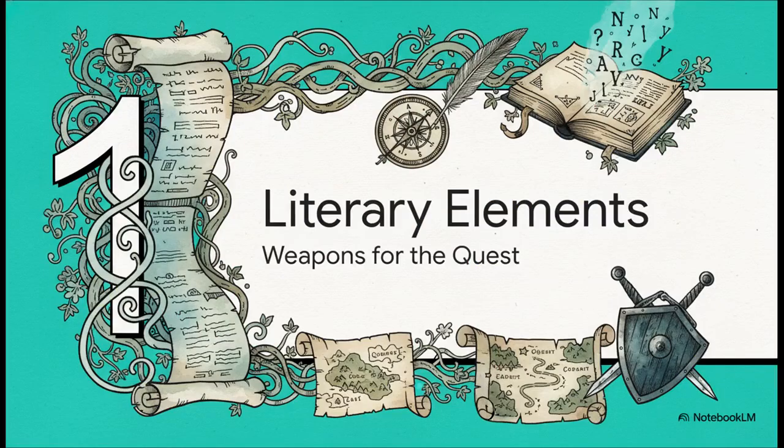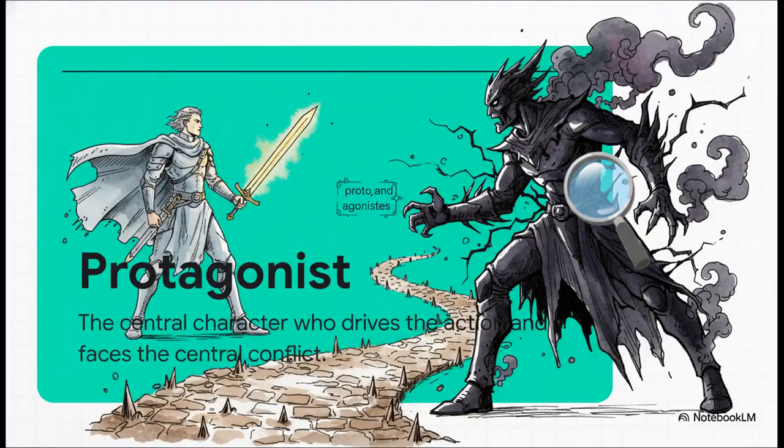Section 1. Literary elements as weapons. Okay, let's dive into this. To survive the trials ahead, you really need to understand the absolute basics of a story. These literary elements are the weapons we're going to use to dissect and conquer any narrative we run into. Now, every great quest needs a hero, right? That's your protagonist. They are the central character driving the action and facing the biggest obstacles. Contrast that with the antagonist, the force that's pushing back against them. Without a protagonist making moves, we literally wouldn't have a story.